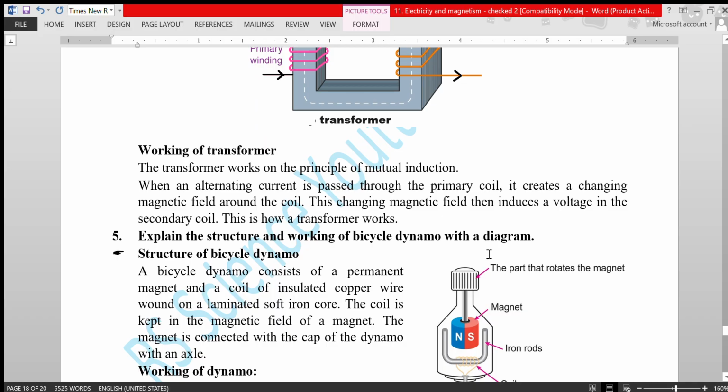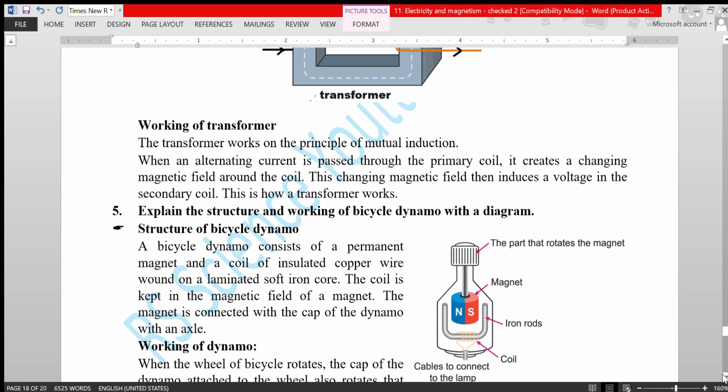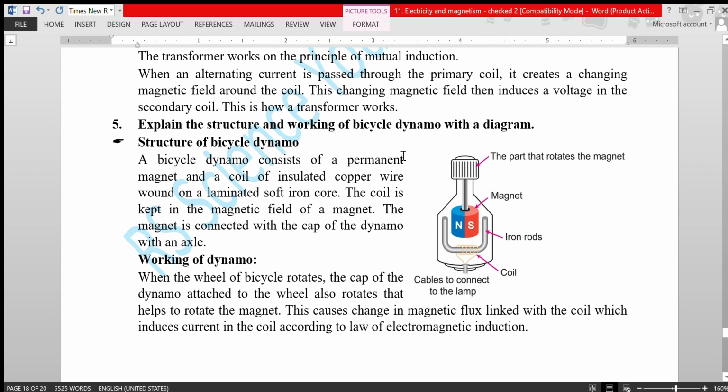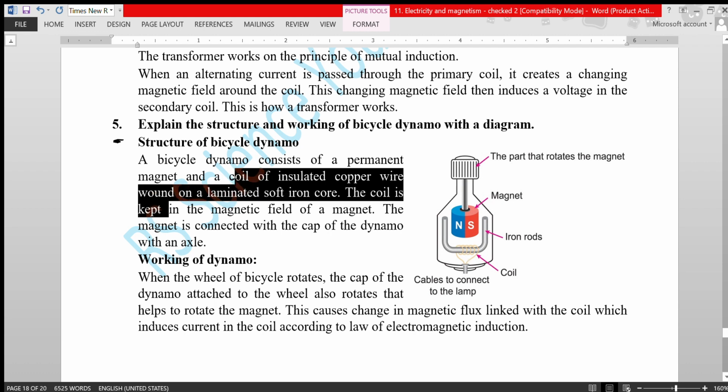Explain structure and working of bicycle dynamo with the diagram. Structure of bicycle dynamo. This is the bicycle dynamo. It is attached to the wheel. When wheel rotates, this also rotates. Then magnet also rotates. When magnet rotates, electricity is produced in the coil.